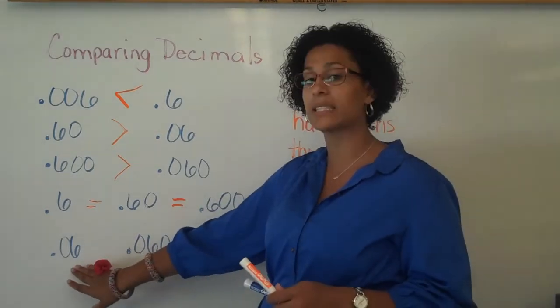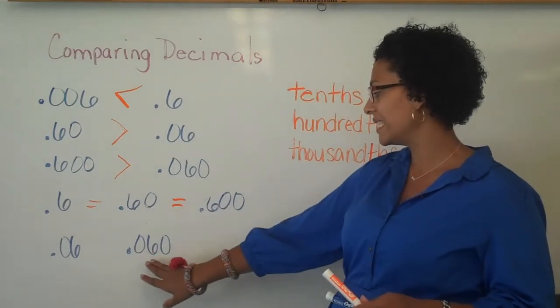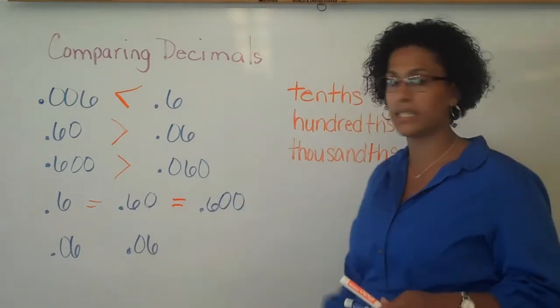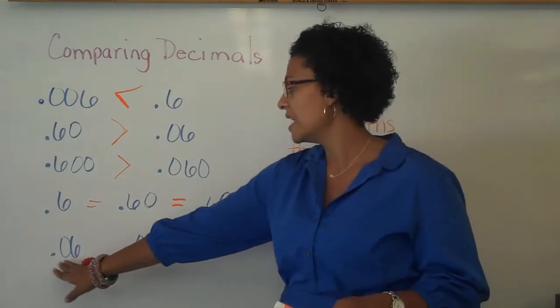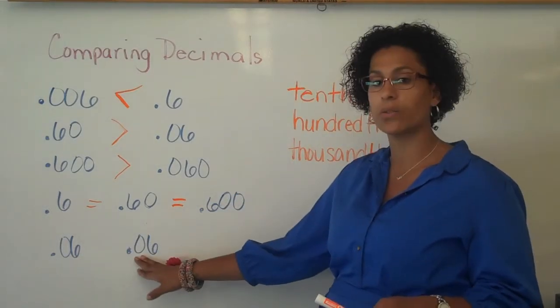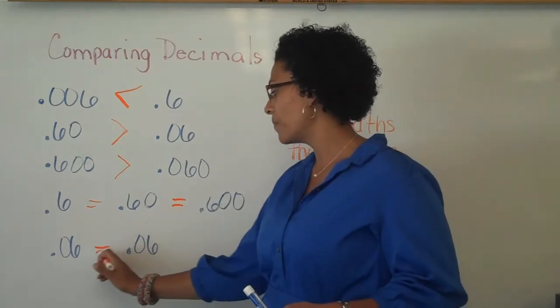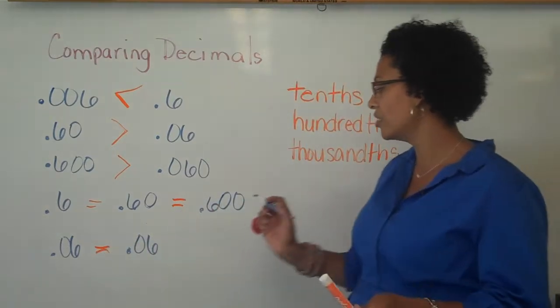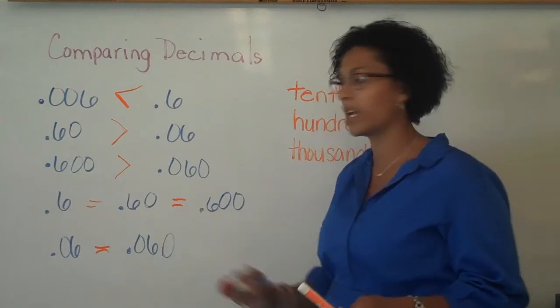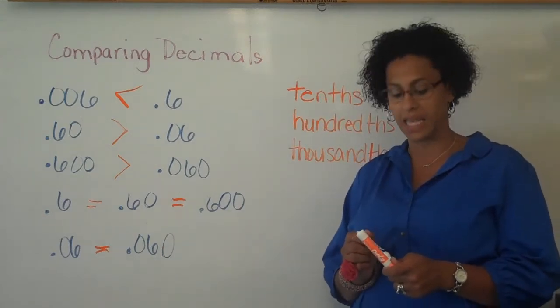We have 0.6, 6 hundredths. Here we have 0.6. This 0 does not hold value. It's not holding a place. This is holding the place of the tenths. This is holding the place of the tenths. So when I look at these, again, they're equal. They both equal 6 hundredths. I'm going to keep this 0 here because, again, we might see it like that again.